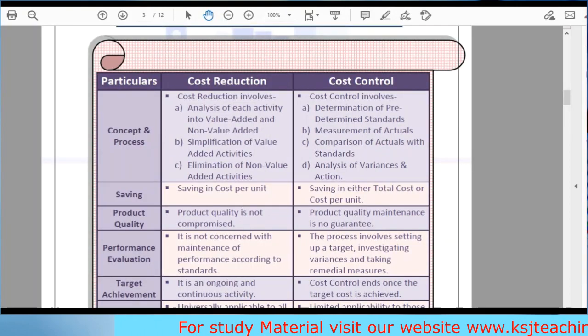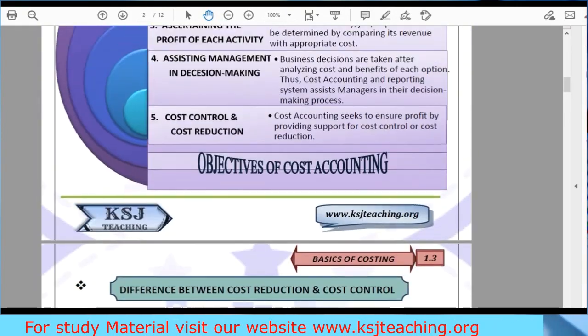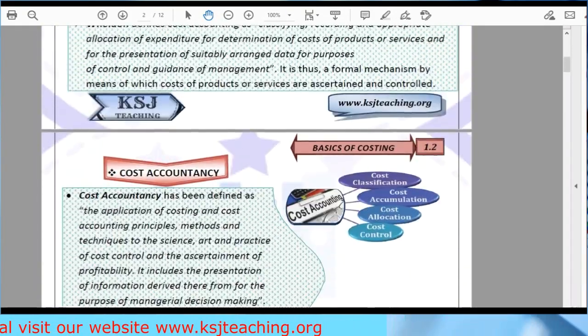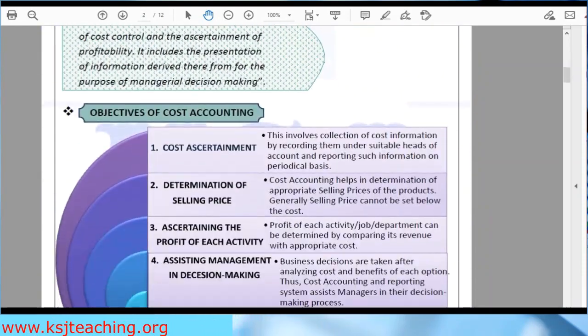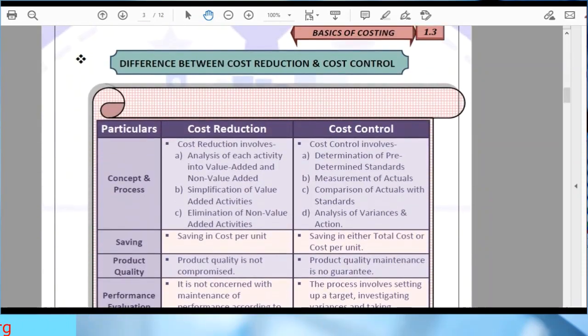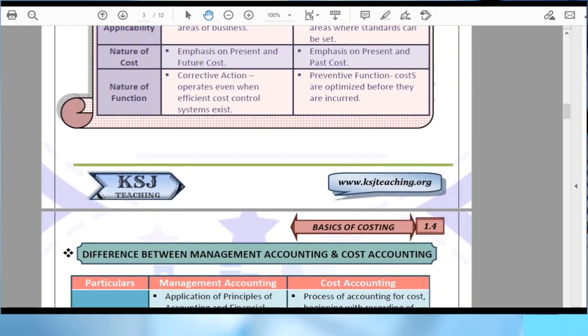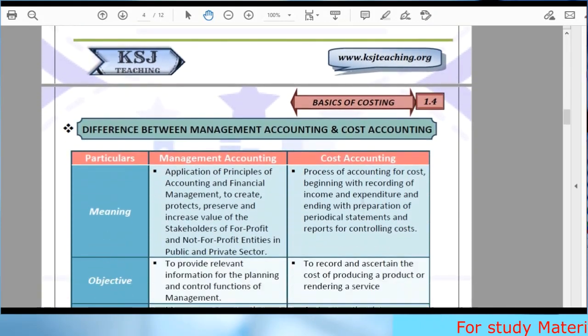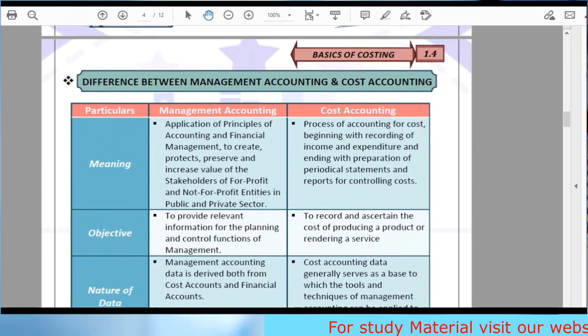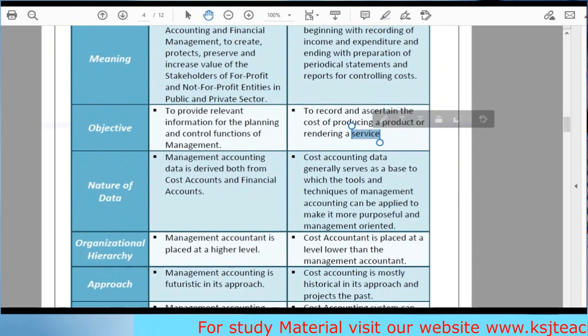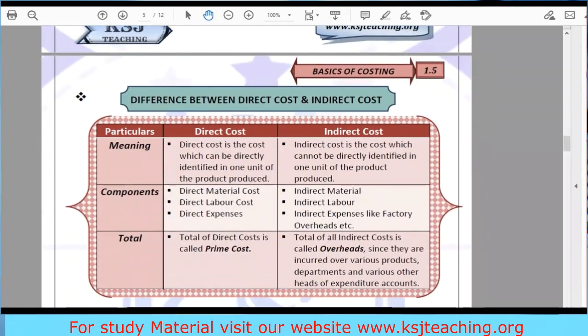Now all those having the handbooks, what they have to do is they have to cover first 3 pages, sir. The terminologies, right? Then objectives of cost accounting, then difference between cost reduction and cost control. You have to study this, and you have to study this difference between management accounting and cost accounting also. Very simple. You will just give a plain reading and you will be able to understand, right?